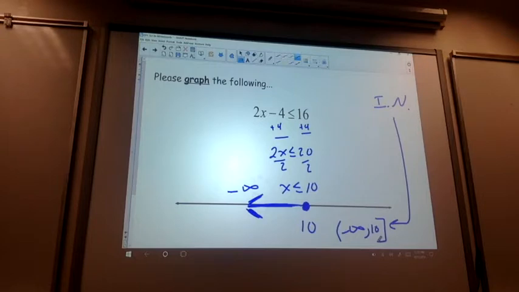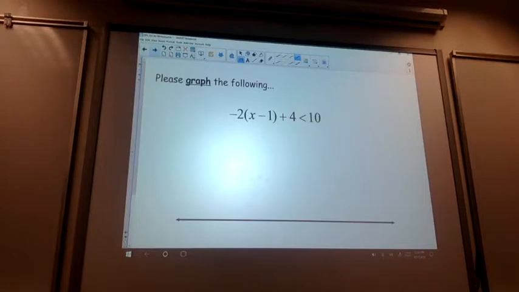Here's my answer. Why is it a square bracket on the 10? Because it's greater than or equal to. Get that equal sign right there. That equal sign all day long is why that means that. Okay. Any questions so far? We good. Can we move on? Try that next one.